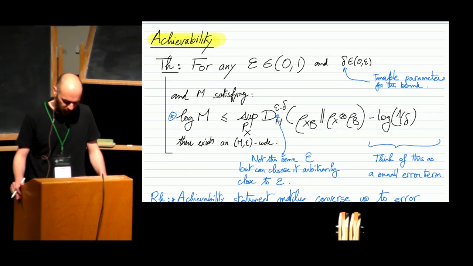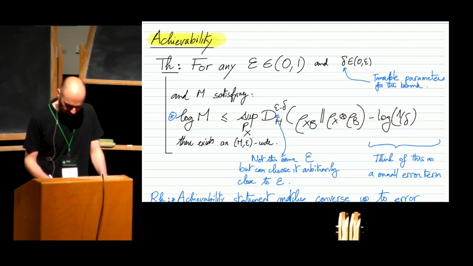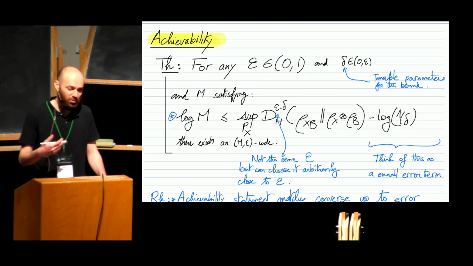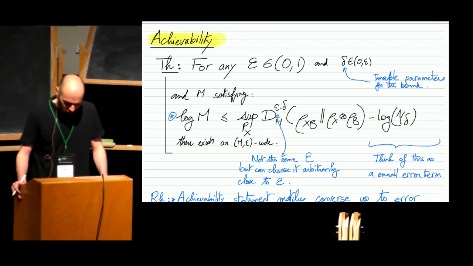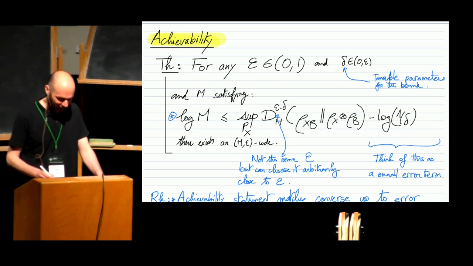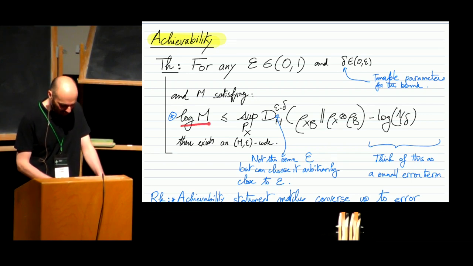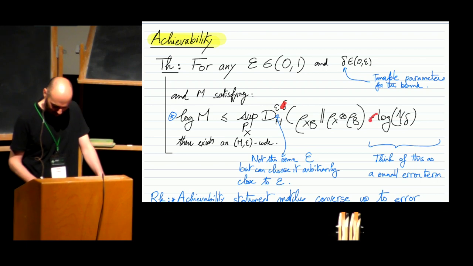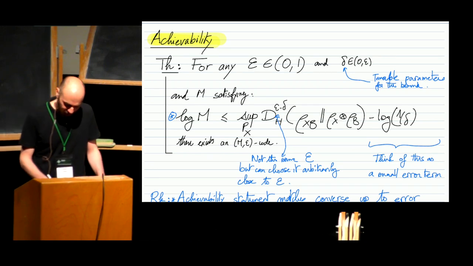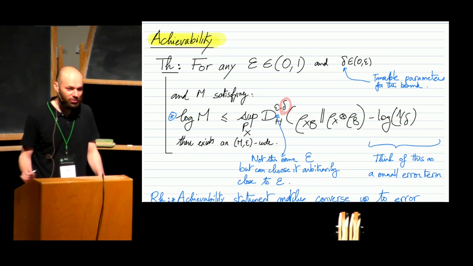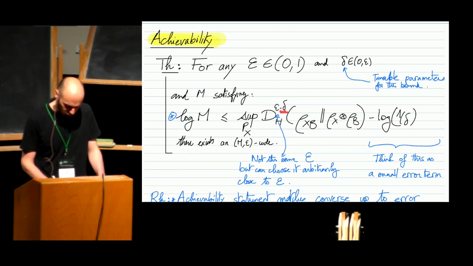Here's the achievability statement. I fix an epsilon, which will be the epsilon for the M epsilon code I would like to construct. Ideally, if things were exactly tight, then for any M that satisfies that M is not too large, without this delta and without this parameter, this would show that the previous result is exactly tight. But it's not exactly tight here. You lose a little bit, in the sense that there is this tunable parameter delta.